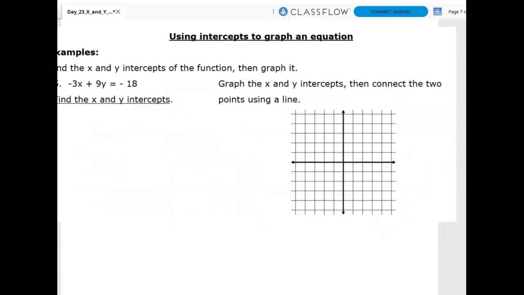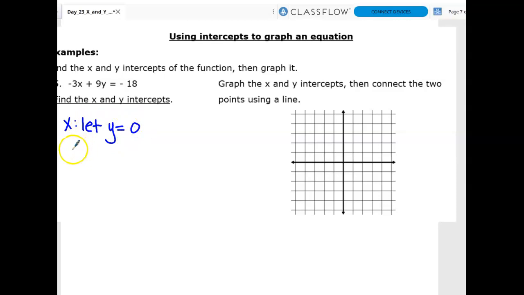Okay. So we can use the intercepts to graph an equation. So in this example, we're going to find the x and y intercepts of this function and then graph it. Okay, so we look at this. Our x-intercept, we're going to let our y be 0.